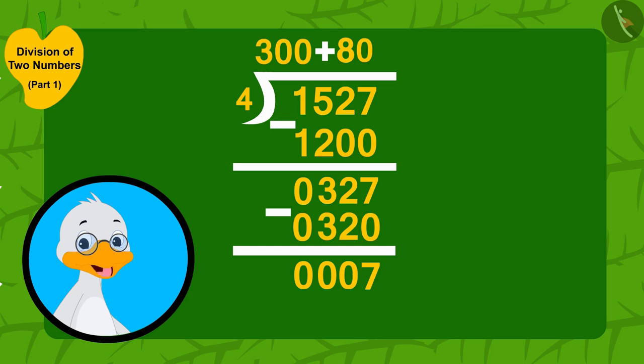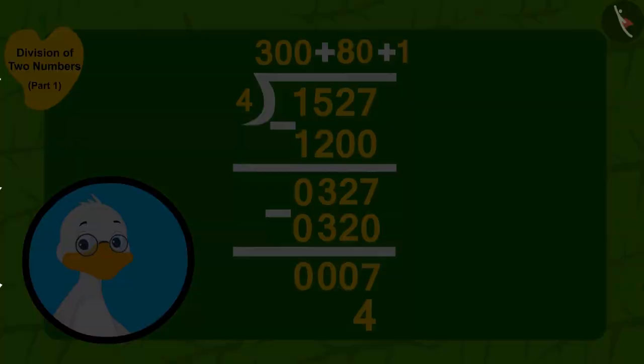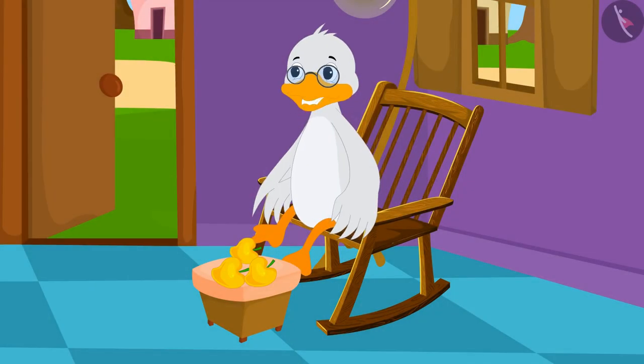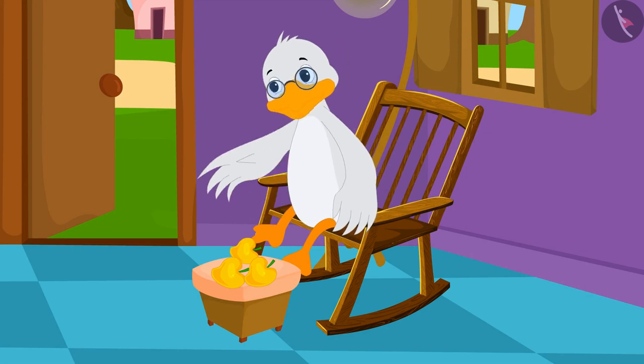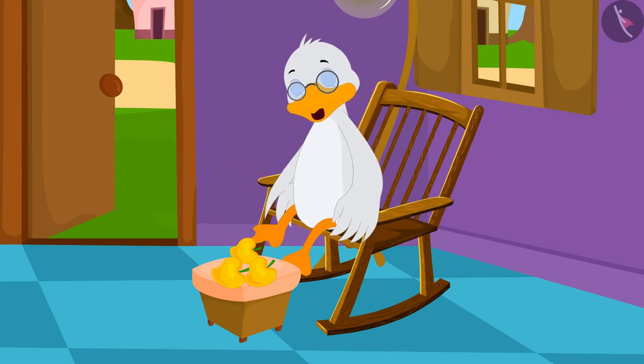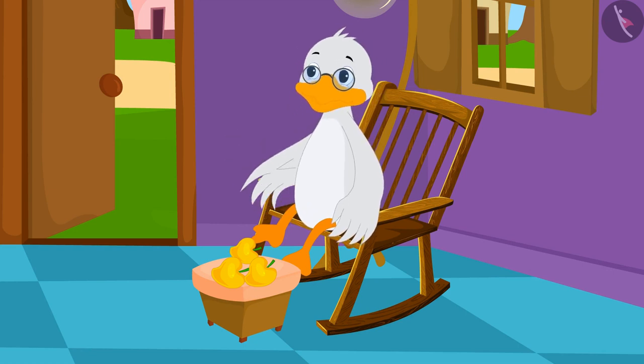That means I will be able to give 4 mangoes to one more villager. Thinking this, uncle added 1 here and wrote 4 at the bottom. In the end, uncle subtracted 4 from 7 and thus wrote 3. Now I cannot distribute these remaining 3 mangoes because I cannot make a group of 4 mangoes to distribute among the villagers. So I shall keep the remaining 3 mangoes.